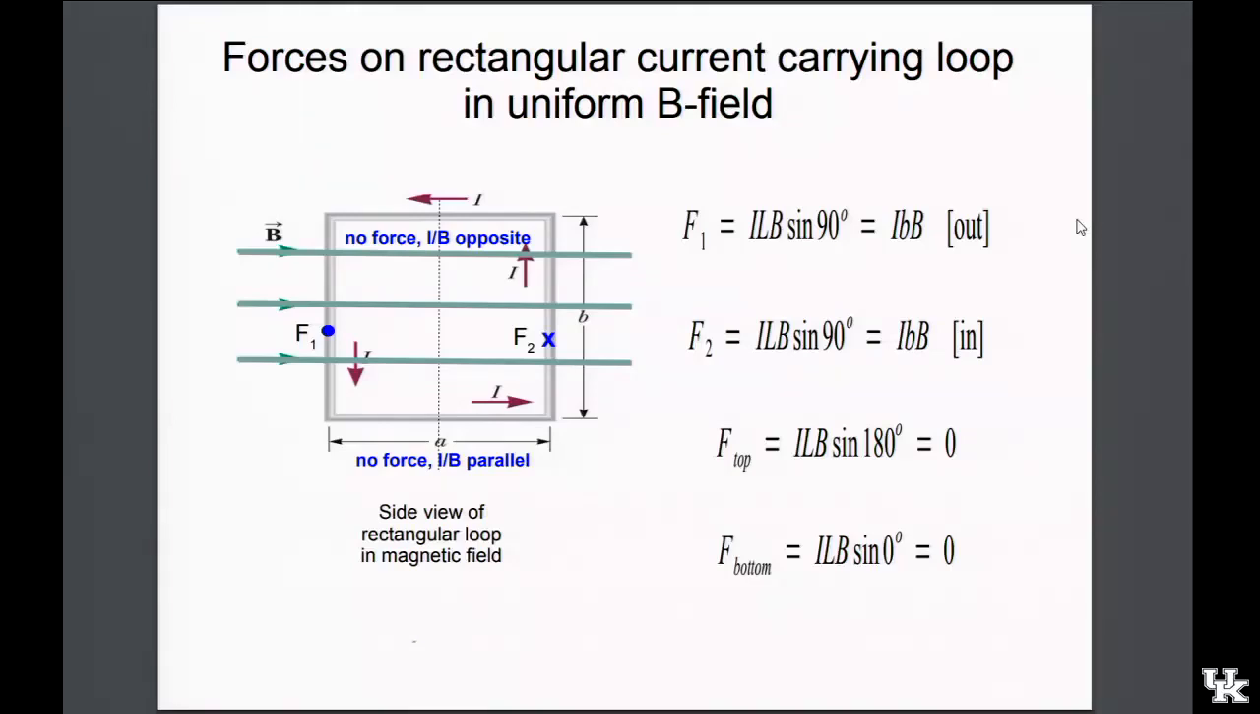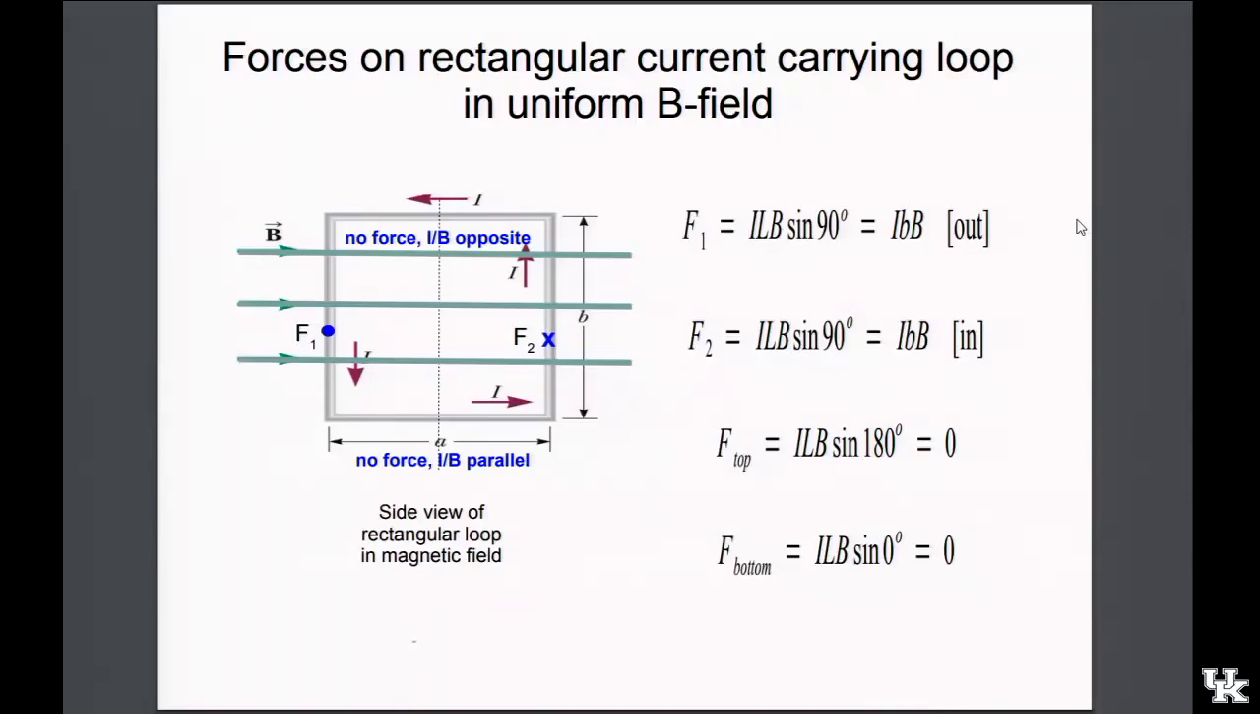Sorry, I'm getting it wrong. Current is going up. The field is going towards the right again. Now the thumb is pointing in towards the screen. And so we've got a force on the right-hand side that's in towards the screen. We had a force on the left-hand side that's out of the screen. And so that's all right-hand rule.